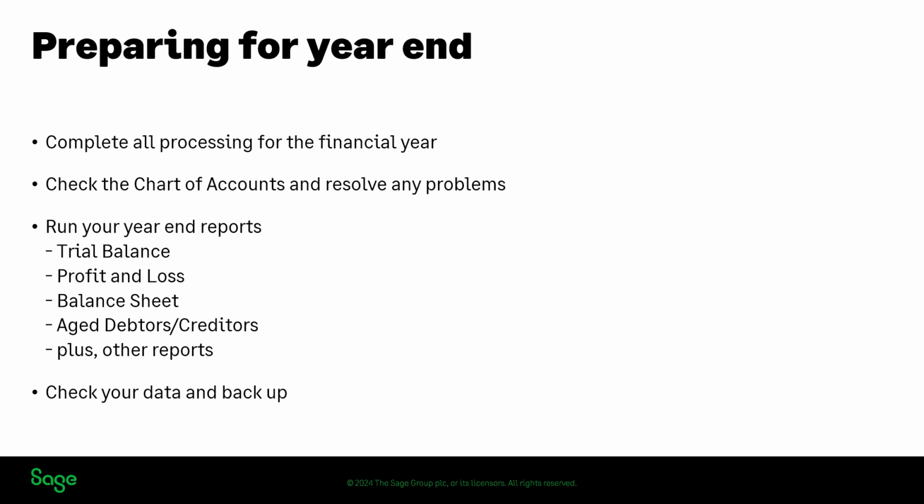Next, check your chart of accounts and resolve any problems. You can do this at any time. If you're familiar with year end, you'll probably think, well, I can do that during the year end process, and you'll see that today. But actually, it doesn't check it in as much detail as just going into the nominal codes chart of accounts and checking it that way.